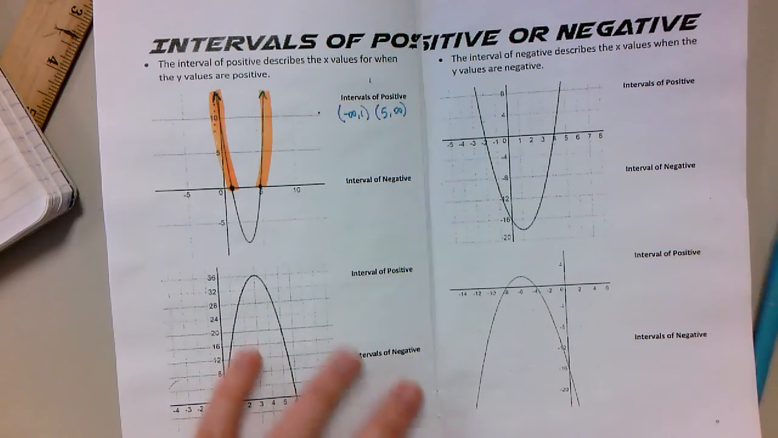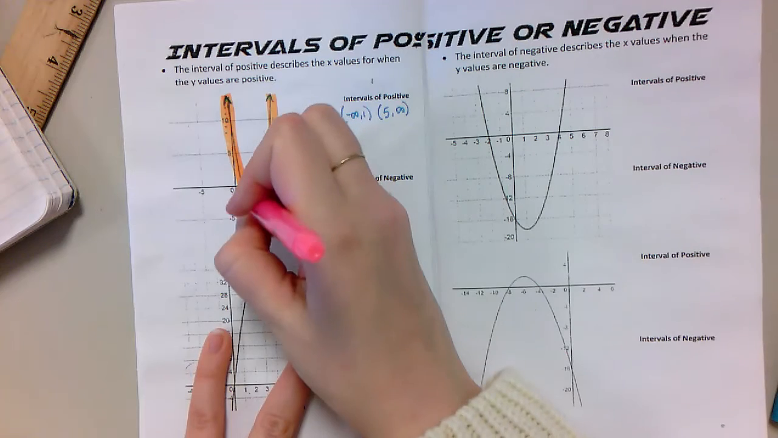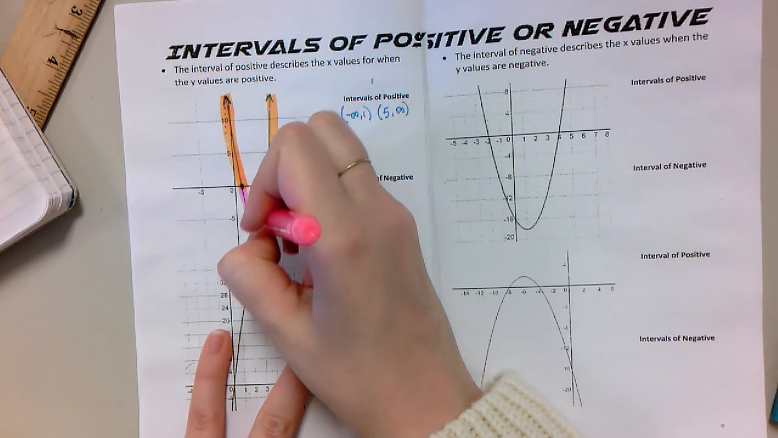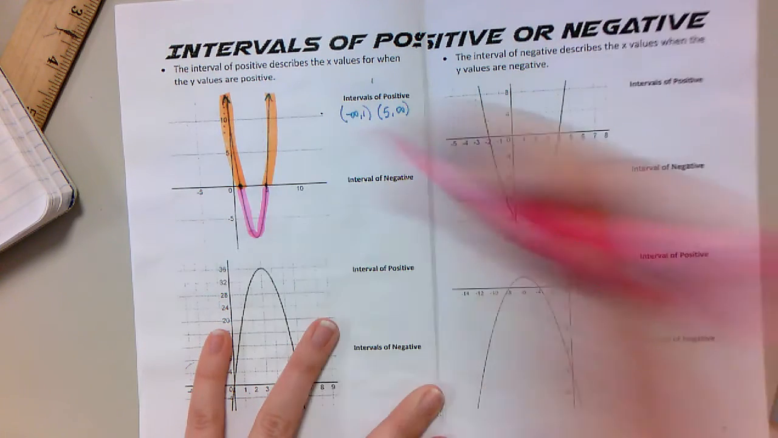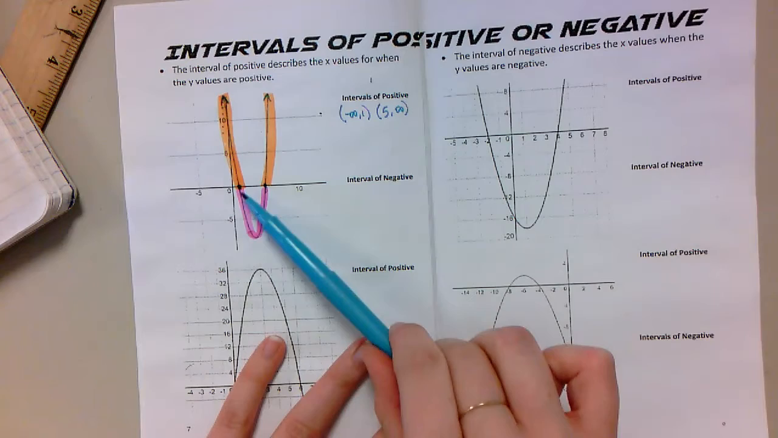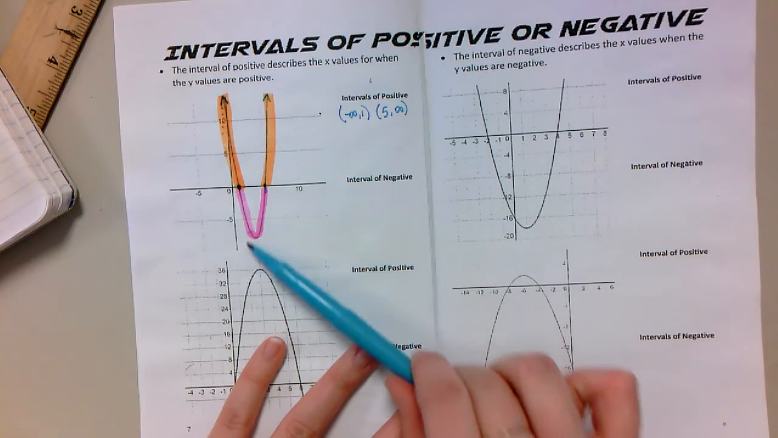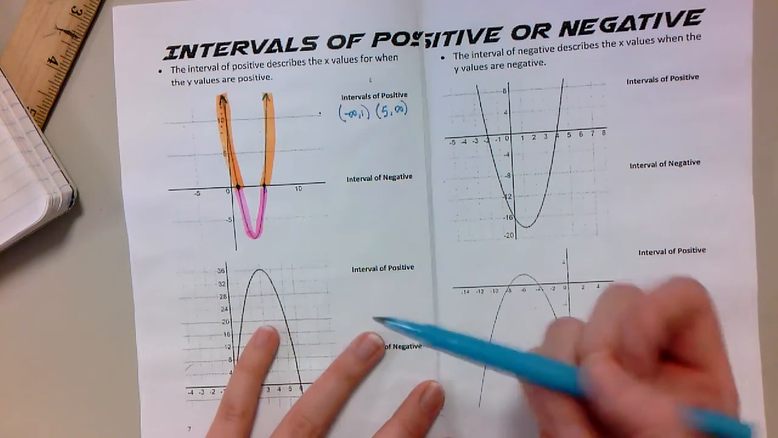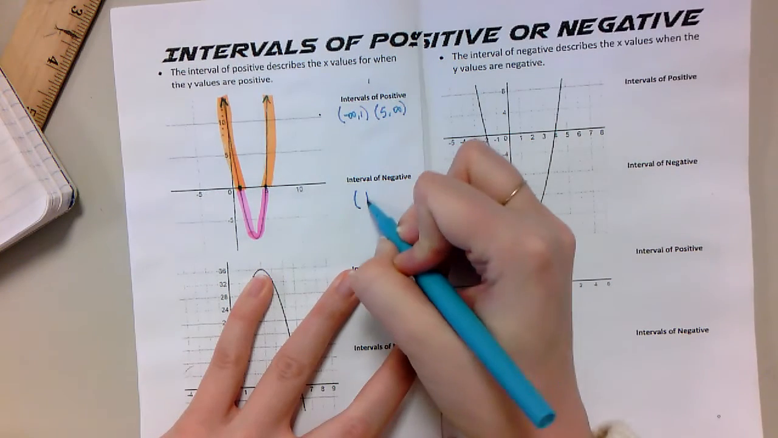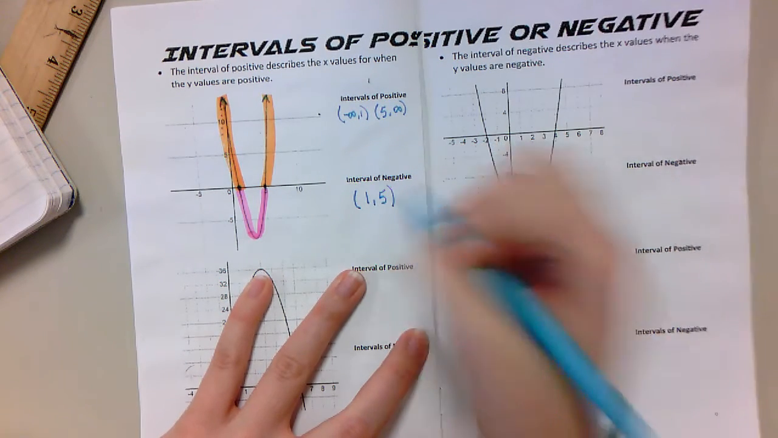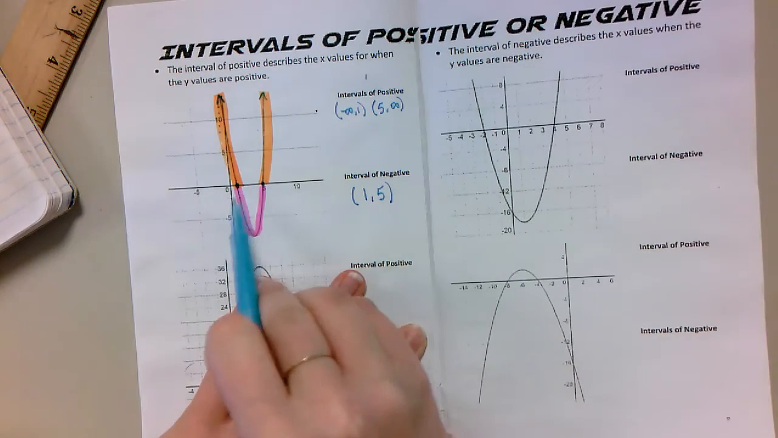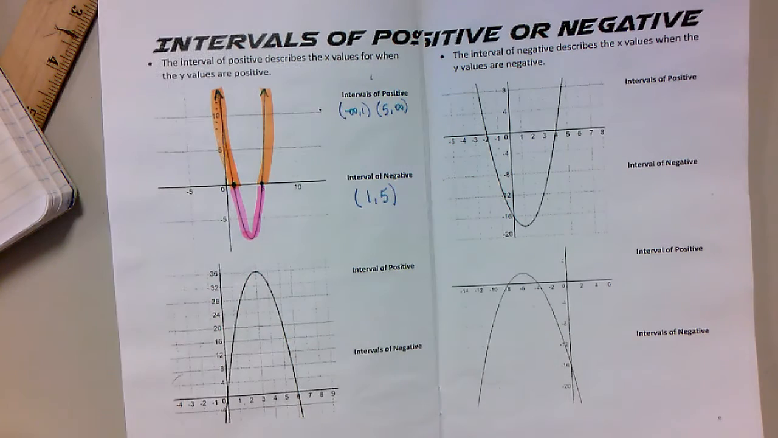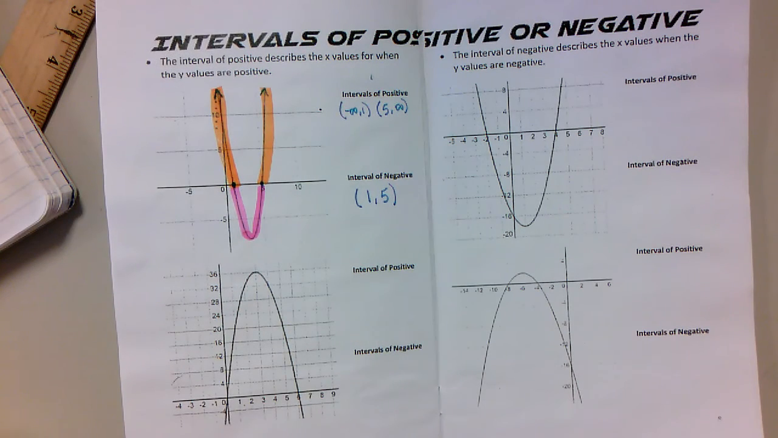So then, if we were to say, okay, what are the intervals of negative? From here to here, all of these have negative y values. Every point on the graph, from here to here, these are all negative y values. Well, what is that interval on the x-axis? That is between 1 and 5. Between 1 and 5, you're going to get negative y values. So we look at it based on the y-axis, but we notate it based on the x-axis.